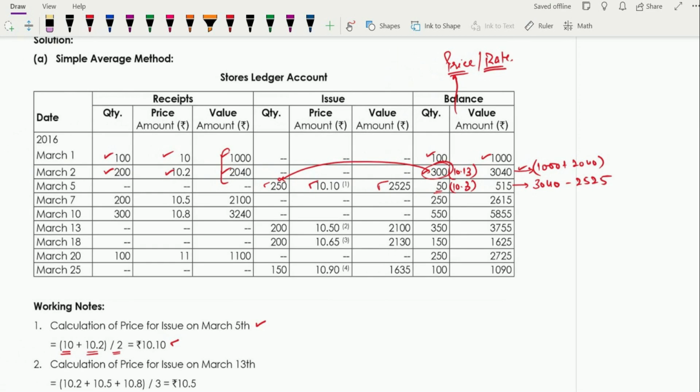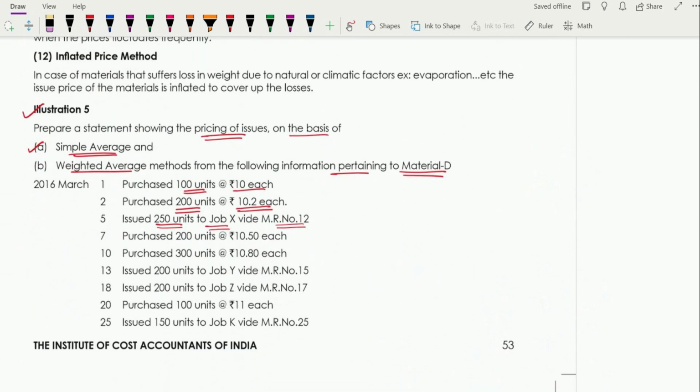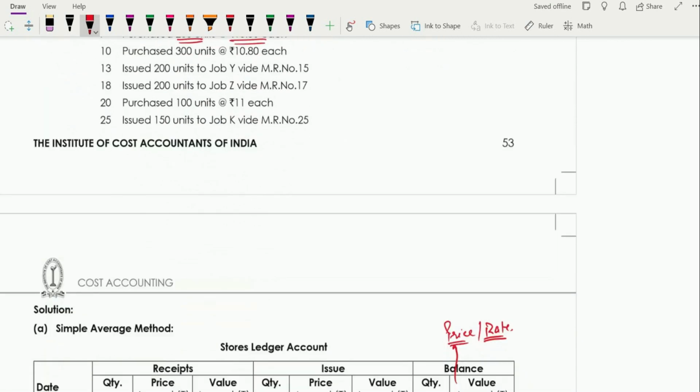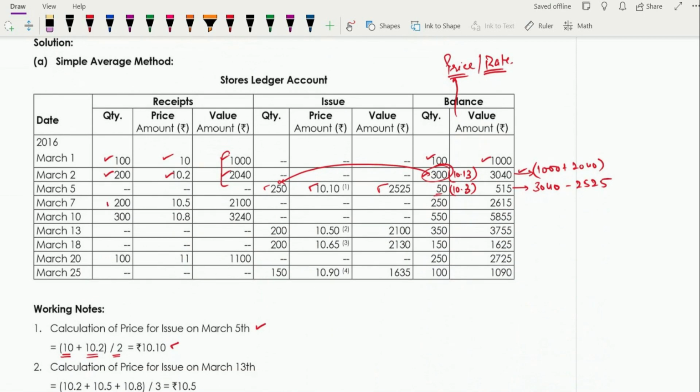Clear? Now, next, what happened? On 7th of March, they have purchased 200 units at 10.50 each. The value is considered. And what is the closing value? 50 plus 200, 250 units, and 515 plus 2100, 2615. Total value. And this will come to 2615 divided by 250. The value will be 10.46, if you are preparing the price or the rate column.